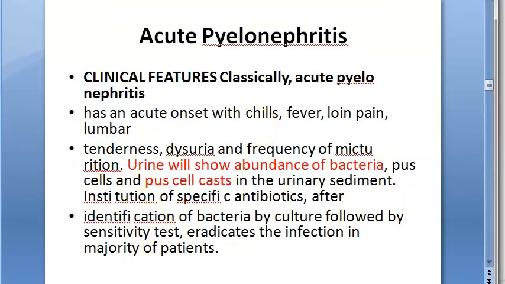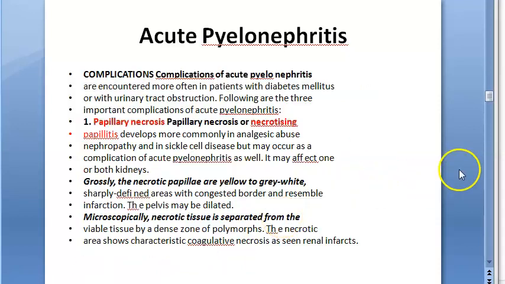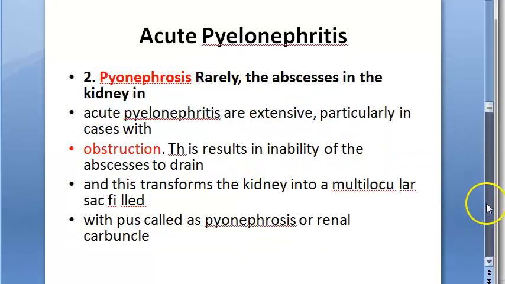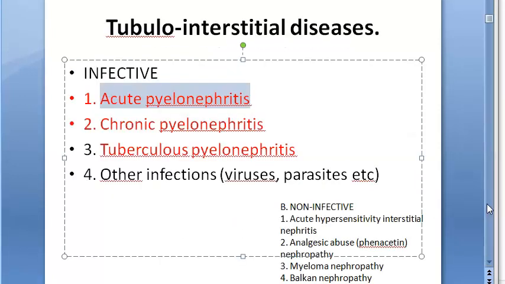So here the clinical features will be fever, increased frequency of micturition, dysuria, tenderness, loin pain, lumbar tenderness, and in the urine, if you check, there will be a lot of bacteria, there will be casts with pus cells, okay? So there can be WBC casts also because this is an acute infection. Acute pyelonephritis can lead to a lot of complications like papillary necrosis. It can lead to pyelonephrosis, it can lead to abscess, etc., etc. So we are done with acute pyelonephritis.